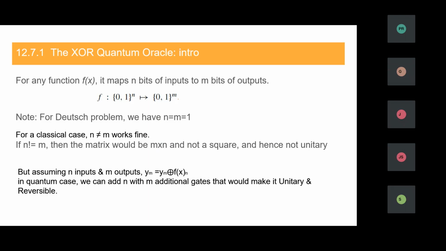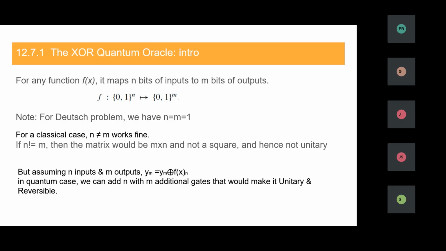So the moment you have a scenario where n is not equal to m, we need to do some small jugglery. What is the jugglery we do? We implement a box, adding some additional bits at the inputs and outputs. For example, I've got n inputs and m outputs. I will now realize a black box which has n plus m inputs and similarly n plus m outputs.